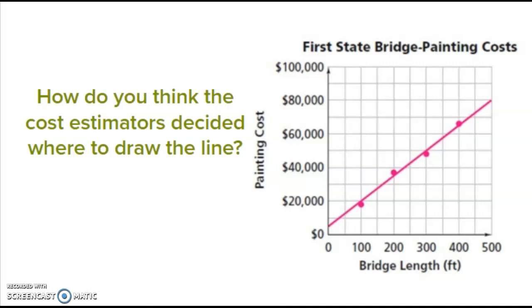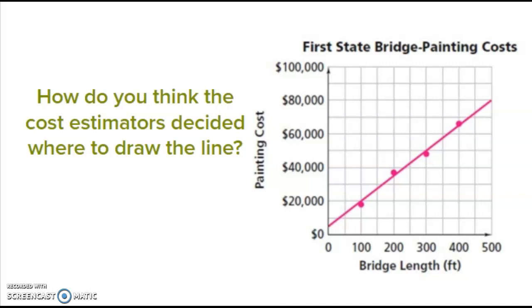So first, how do you think the cost estimators decided on where to draw the line? This line obviously doesn't really go through any of the data points, though it's pretty close, but I want you to think about why you think they drew the line there.